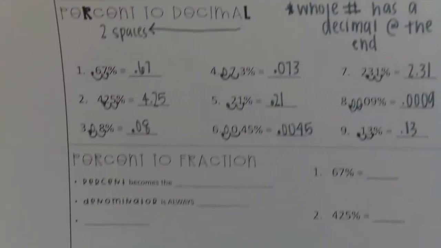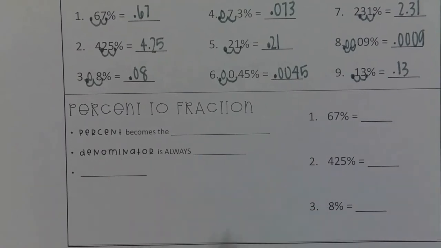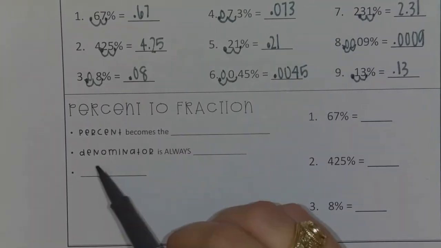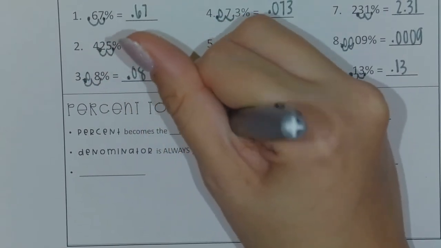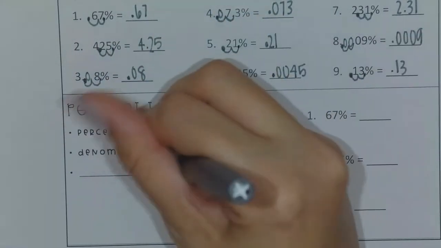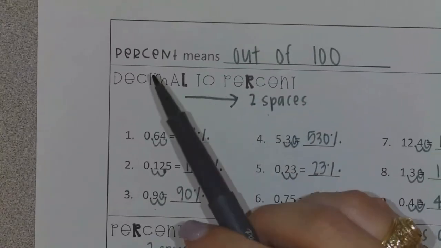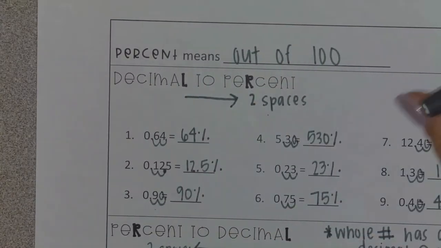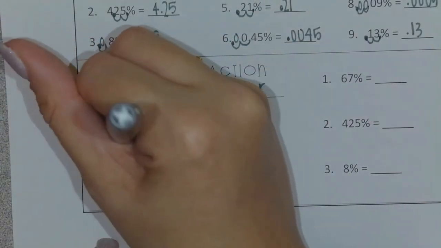And then the last thing, we're going to go from a percent to a fraction. When I change a percent to a fraction, remember, our percent is going to become the numerator, and the denominator is always going to be 100. Why? Because percent means out of 100. And then our last step is just to simplify if we can.